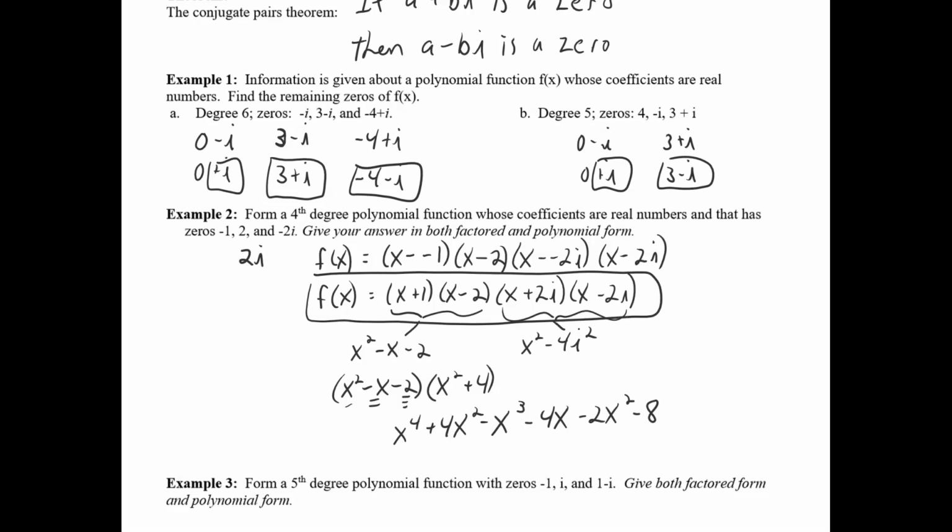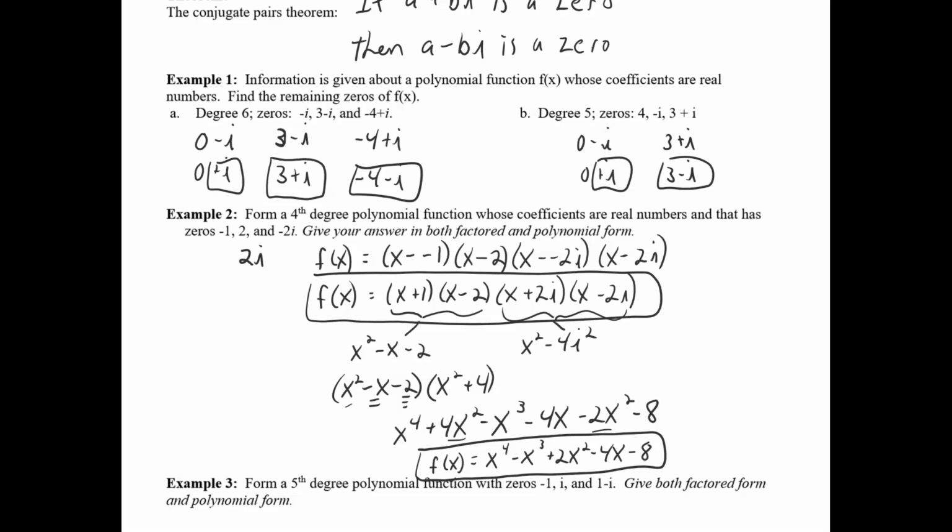And the only thing that I can see to combine is these here and here. So I have f of x equals the highest degree term, which is x to the 4th, minus x to the 3rd. There's only one of those. Plus 2x squared minus 4x minus 8. And that's a 4th degree polynomial.